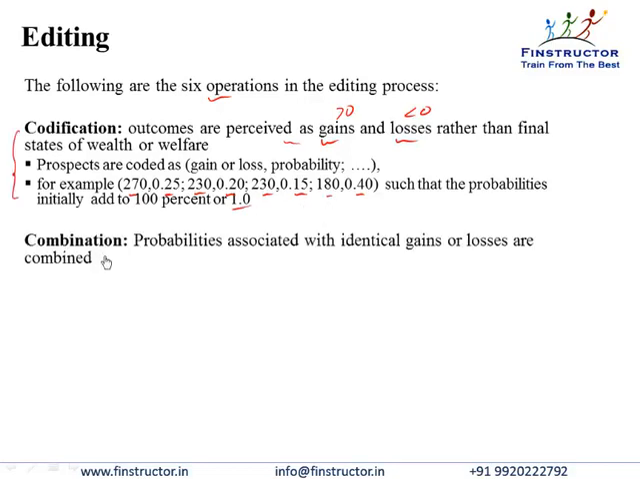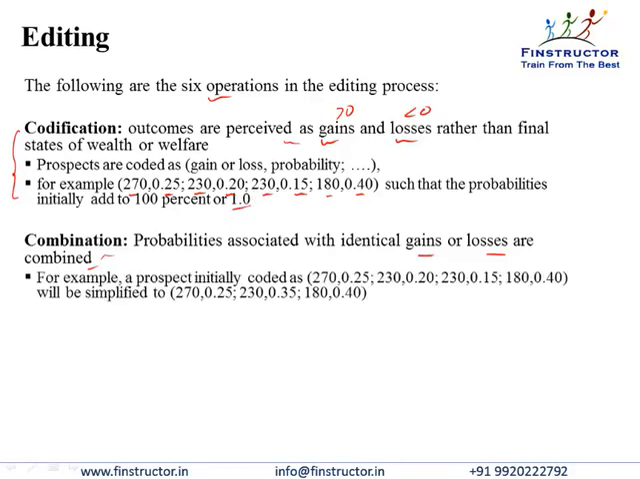Then I follow the process of combination. That is, the probabilities associated with identical gains or losses are combined. So in the example earlier, in 20% of the cases I saw a gain of 230, and then I realized that in another 15% of the cases the gain was also 230. So these two options can be combined, and this alternative will be evaluated as a 25% chance of 270, 35% chance of 230, and 40% chance of 180.